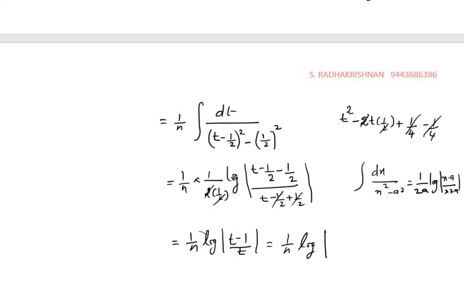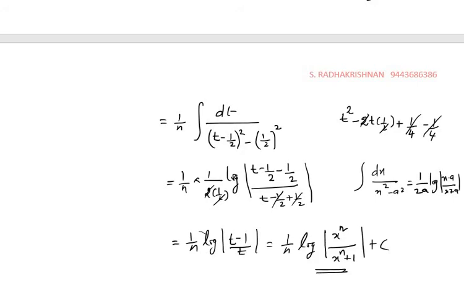t minus 1 is nothing but x power n, by what is t I have assumed? I have assumed t is x power n plus 1, plus c. This is the required result. 1 by n into log of x power n by x power n plus 1, plus c. Therefore, this is this one.